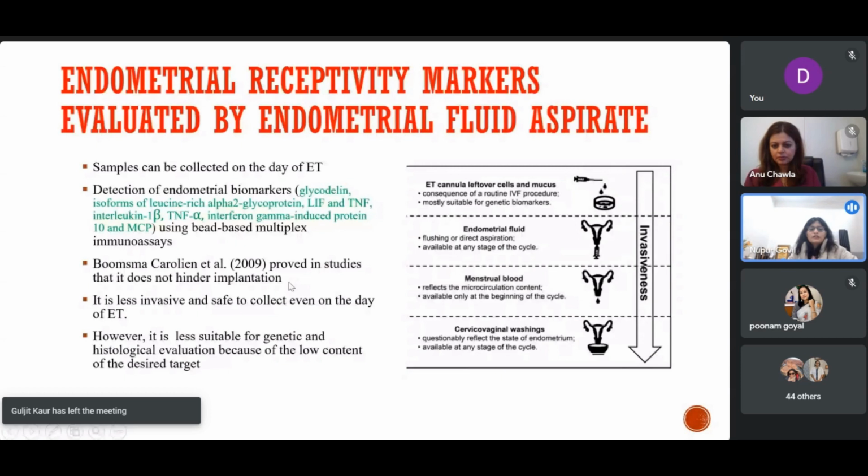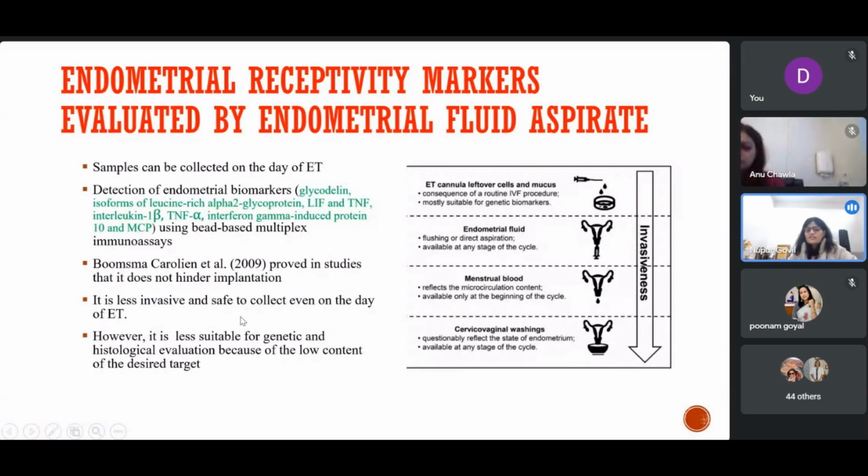And Boomsma Caroline in 2009 studied whether collection of the fluid was safe on the day of ET, and she found that it does not hinder implantation. It can be safely collected, but the major limitation to this test is that the amount of histological material that we get is very low to detect the desired target.